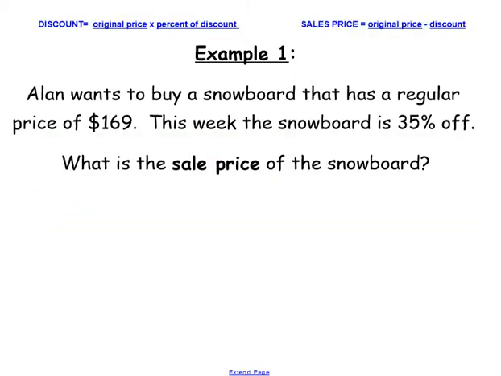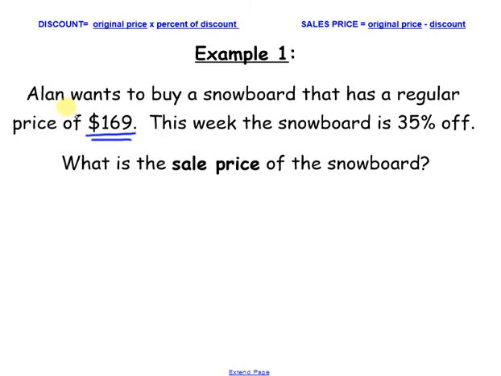Okay. Let's go ahead and get started. We're going to start off pretty simple. You're going to notice at the top of each problem, I have the formulas up here as a reminder to you. Okay, Alan wants to buy a snowboard that has a regular price of $169. And as we're reading this, you're going to notice that I'm annotating. I like to double underline the original price and circle the discount. But you do whichever method works best for you.